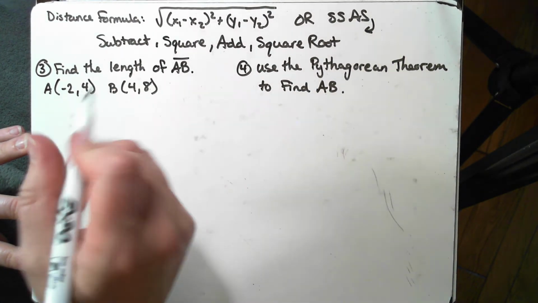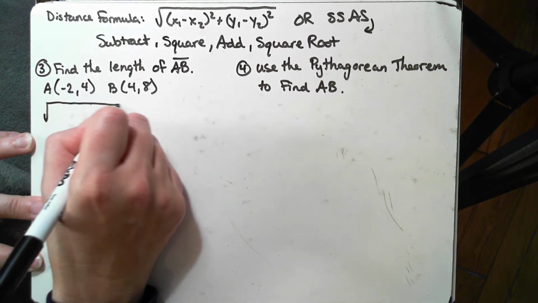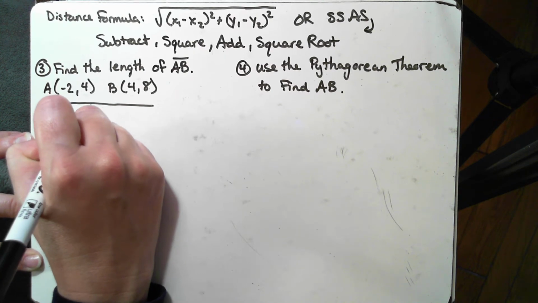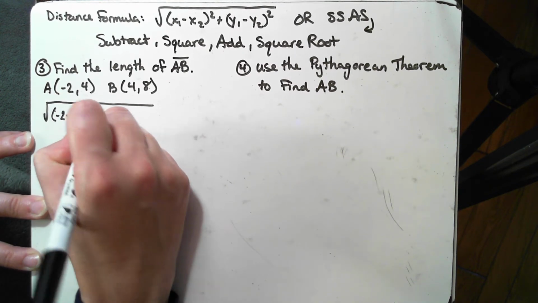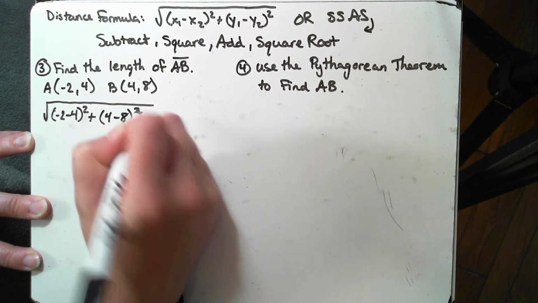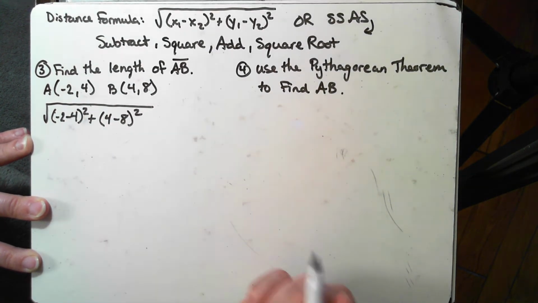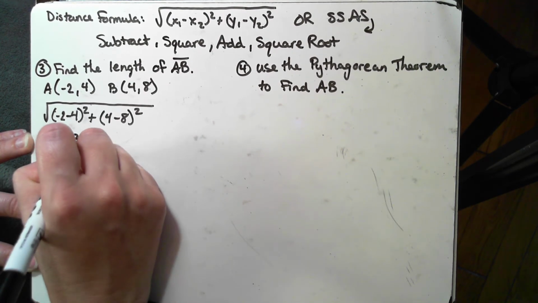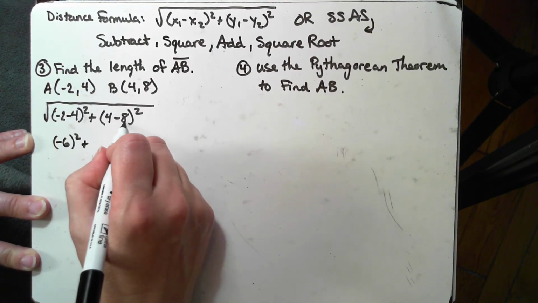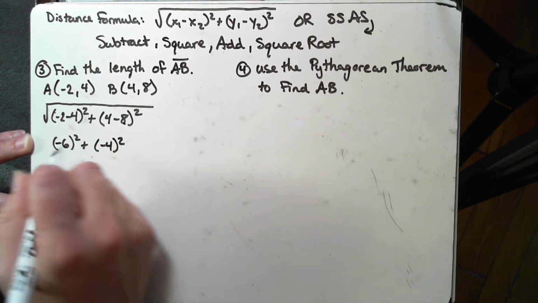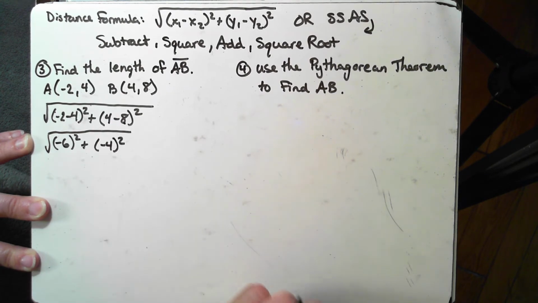So I'll put it in the distance formula. It's the square root, and I'm going to subtract my x's, so -2 minus 4, and then square, plus subtract the y's, 4 minus 8 squared. Now I'll actually do the subtraction. -2 minus 4 is -6, and it's squared. And 4 minus 8 is -4, and I need to square it. Okay, and don't forget to write your square root around the outside.